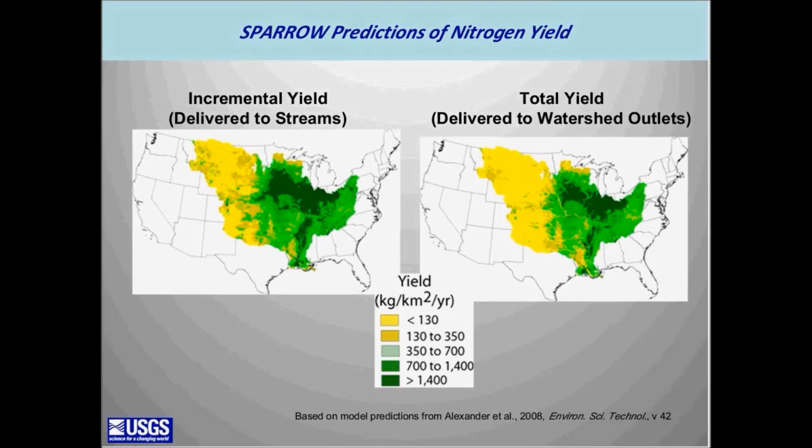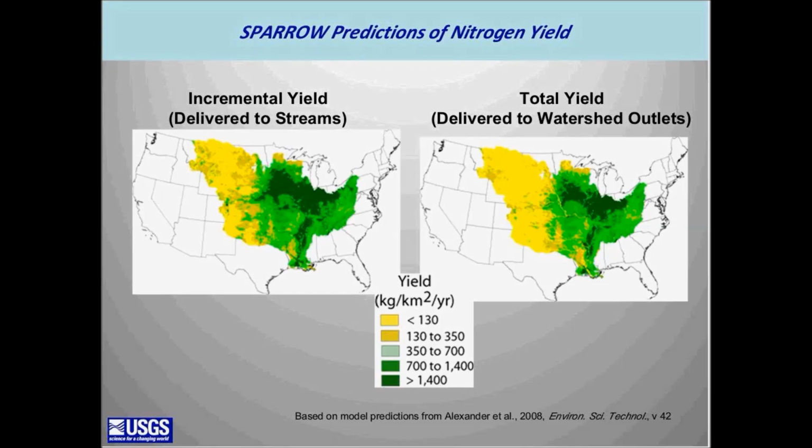And here's just another example of a larger scale model for the Gulf of Mexico. Once again, showing a similar type of output, the incremental yield delivered to different streams and the total yield delivered to watershed outlets. There's somewhat of a one-to-one correspondence between what's going on in different streams and what's going to end up in the Gulf of Mexico, but it's not completely the same.